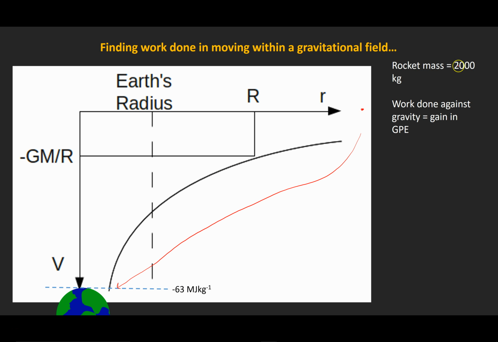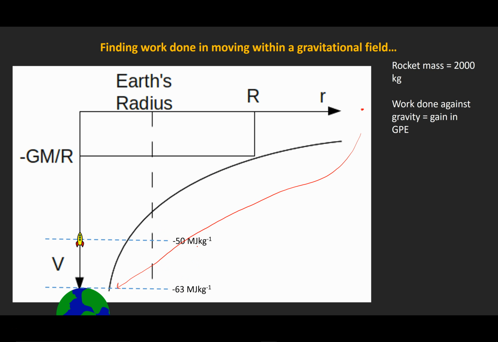If a rocket's got a mass of 2,000 kilograms, and I wanted to work out the work done against gravity, or the gain in GPE, for my rocket in going from the surface of the Earth to, let's say, a point in the field where I have minus 50 megajoules per kilogram, and look, even though the magnitude of the numbers got smaller, because it's negative numbers, I am getting higher in my number.